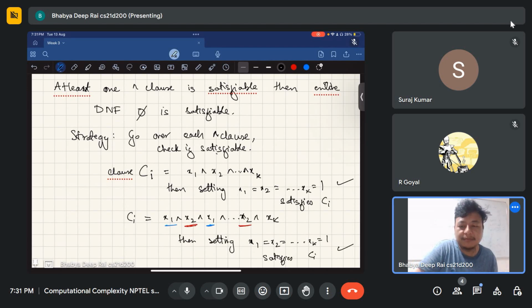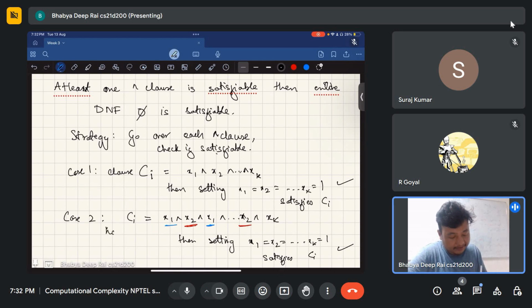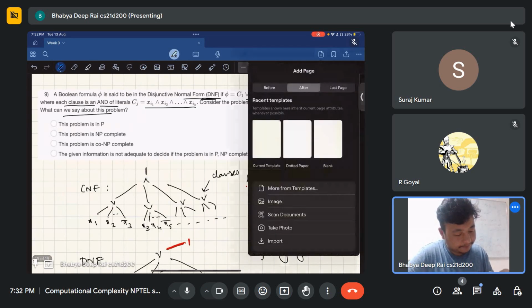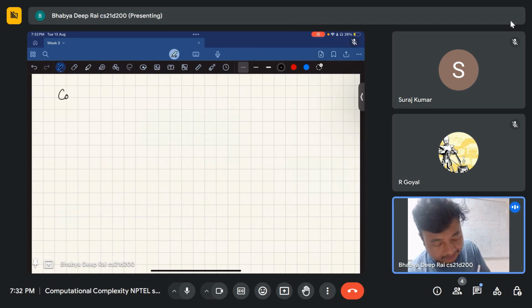No problem. So when going over each clause, as soon as I find such a Ci, in both the cases, I'll just blindly accept. This is my algorithm. This is case 1. This is case 2, where Ci has repetitions. Now, the final one, case 3.